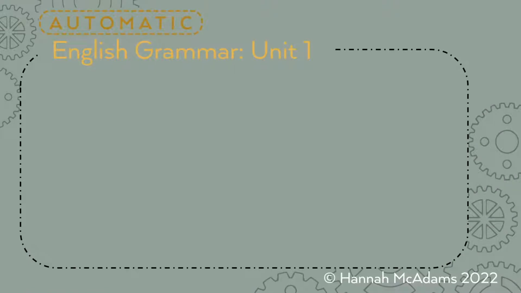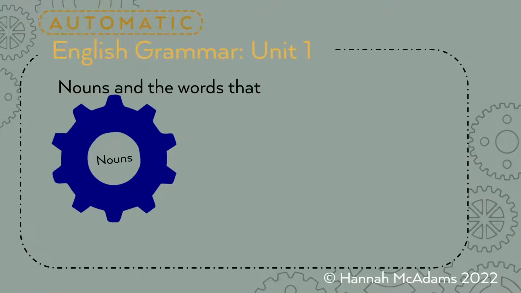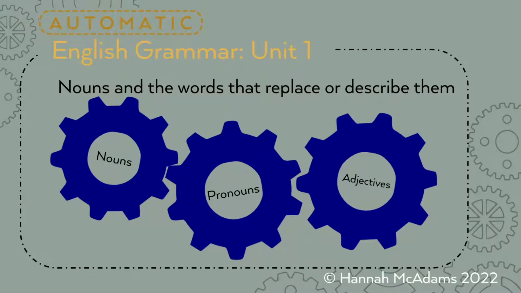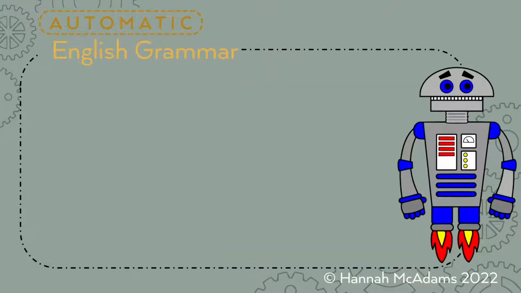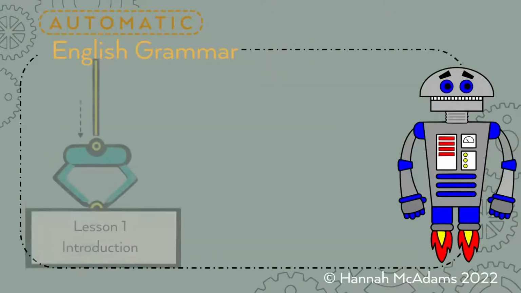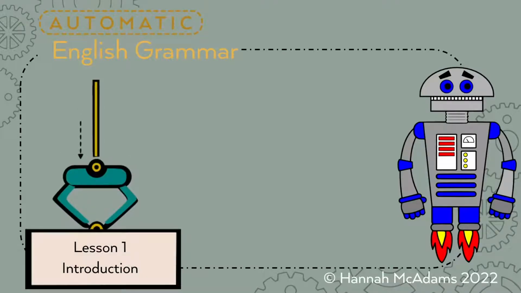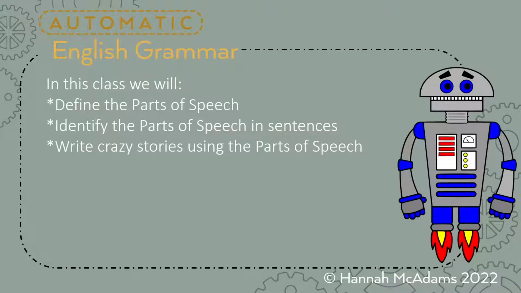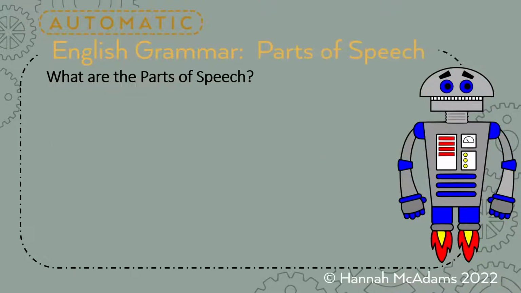Today we are in Unit 1, and Unit 1 is nouns and the words that replace or describe them. We will be studying nouns for the next 5 lessons, pronouns replace nouns, and adjectives describe nouns. Okay, so today is our introductory lesson, and we will define the parts of speech, identify the parts of speech in sentences, and write crazy stories using the parts of speech.